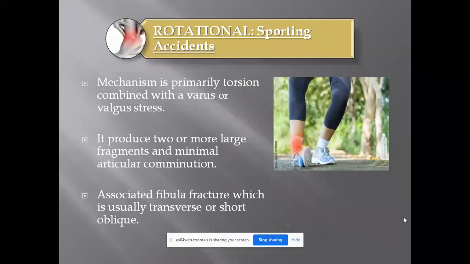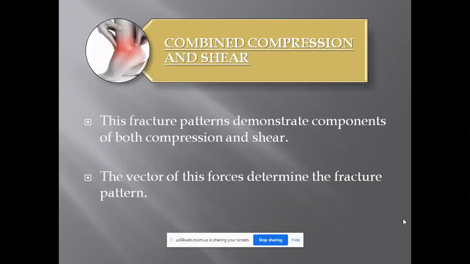Next is rotational. That usually happens because of sporting accidents. The mechanism is primary torsion combined with varus or valgus stress. It produces a component of both compression and shear. The vector of this force determines the fracture pattern.